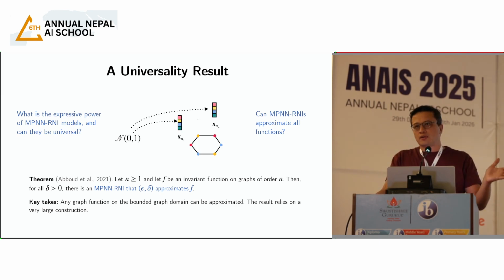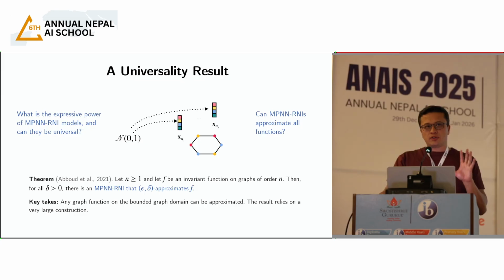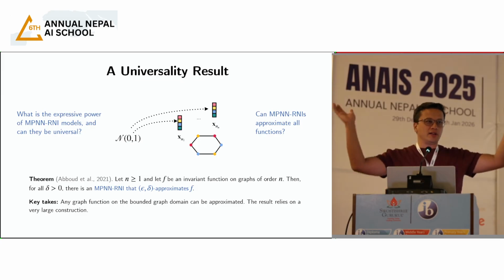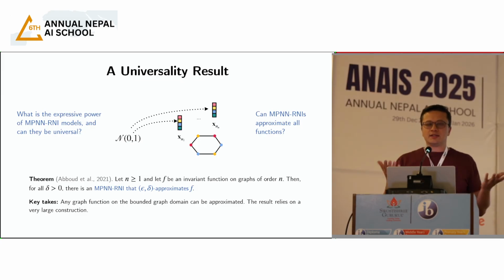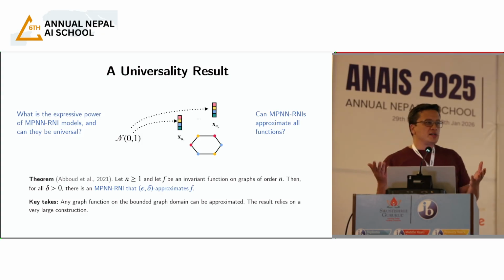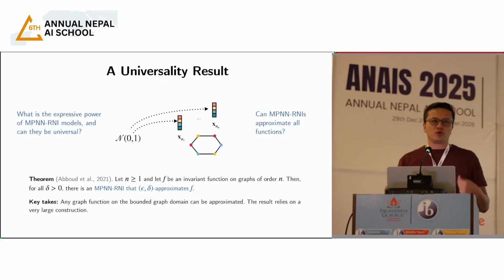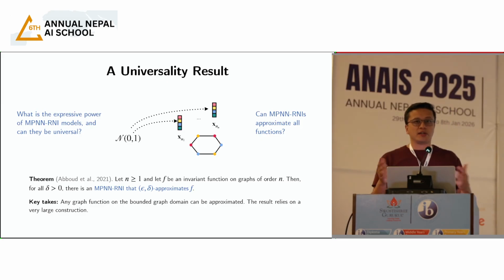Because we are looking at the probabilistic approximation now, it's not deterministic. The key takeaway: as long as we are in the bounded graph domain, as long as we don't allow any arbitrary size graphs, this can be approximated. So what is the drawback? The construction can be very large. Much like the universal approximation theorem of MLPs, the construction here can also grow exponentially. And it's not a friendly construction in any way.